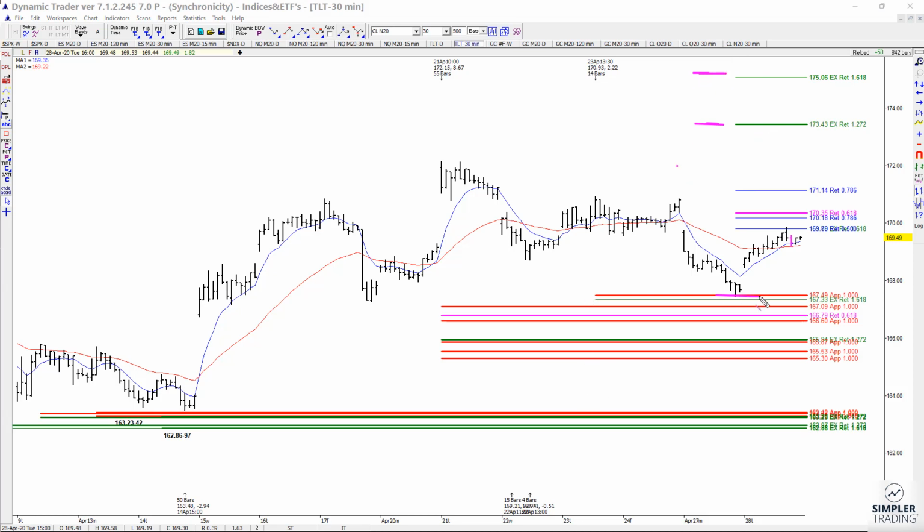So yes, we hit and held support. Yes, it has triggered on the buy side since then. But now we do need to continue to travel beyond these hurdles, otherwise TLT could fail again.